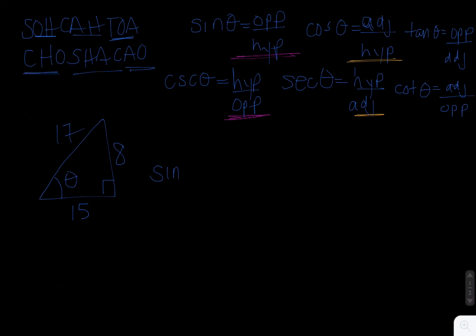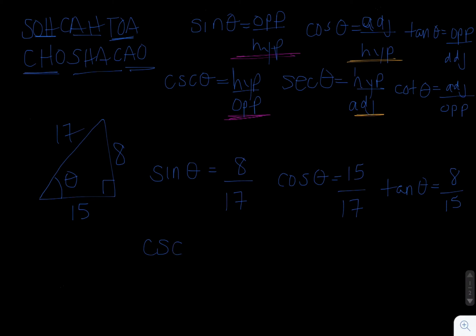So sine of theta, sine is opposite over hypotenuse, so that would be what? 8 over 17. Cosine of theta is adjacent over hypotenuse, that would be 15 over 17. And tangent of theta is opposite over adjacent. Opposite is what? 8. Adjacent is 15. With me so far? Good.